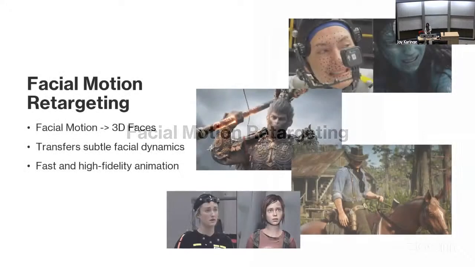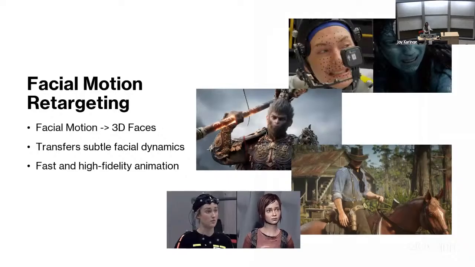And that is where facial motion retargeting comes in. Just as the name implies, retargeting applies the motion data from motion capture to the 3D faces of characters. Examples that you are probably familiar with are, for example, Avatar: The Way of Water, a recently very hot game, Black Myth: Wukong, Red Dead Redemption 2, and The Last of Us. So the advantage of retargeting is that it transfers the subtle facial dynamics to the 3D characters and enables fast and high-fidelity facial animation.